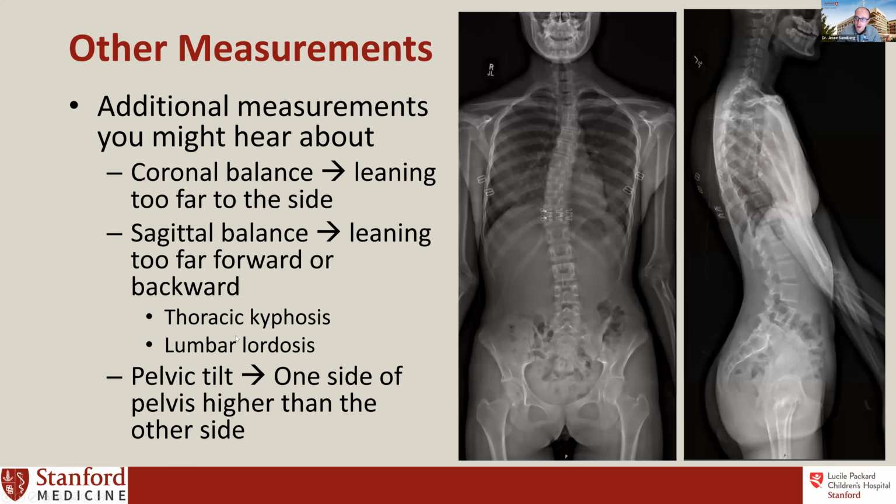Now, besides the Cobb angle, which is obviously the most important, there are many, many other measurements out there. I won't go into detail on how I measure, but what I am looking for in these measurements is what's called coronal balance. That means, if there is enough of a scoliosis, is the patient leaning one way or the other too far? Okay. And then something called sagittal balance, which basically means, is the patient leaning too far forward or backward because of their scoliosis?